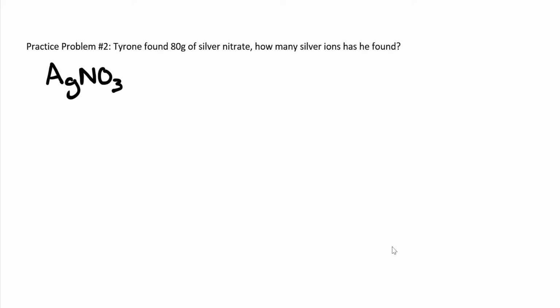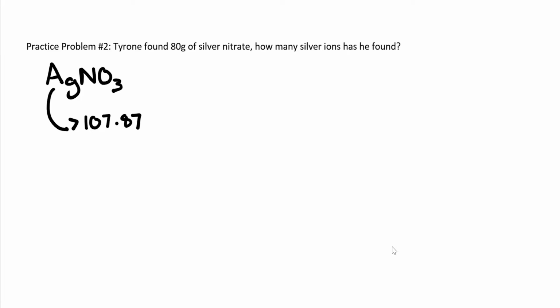So how do we do this? Well, the first thing you want to do is look at the constituent elements and get their molar mass, and then, well, add them up. So here, silver, if you look on the periodic table, silver will have a molar mass or relative atomic mass of 107.87. And for every 1 silver atom in the molecule, you have 1 molecule.